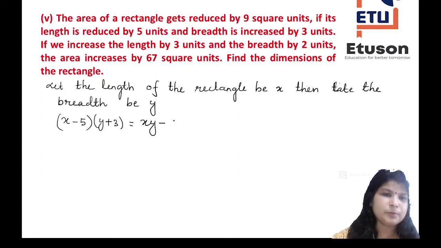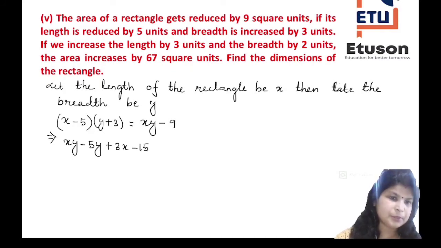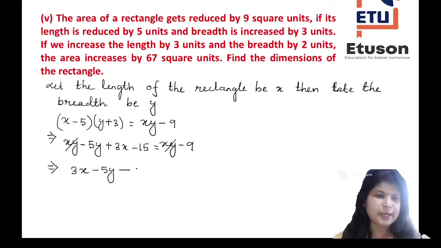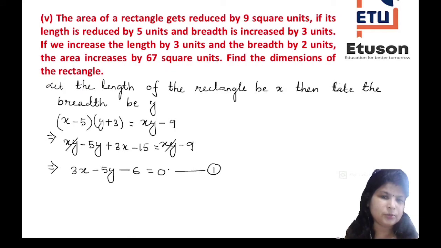That is reduced by 9, xy minus 9. So let us just bring it to simpler form. You will get xy minus 5y plus 3x minus 15 is equal to xy minus 9. So this xy is getting cancelled. You will get 3x minus 5y. If you take this plus 9 to this side, minus 6 is equal to 0. So this is your equation 1.